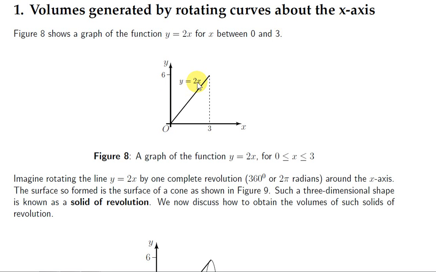Here we have the graph of the line y equals 2x. That's a line that passes through the origin. The intercept is 0, as you can see. It's a line with a slope of 2 actually.